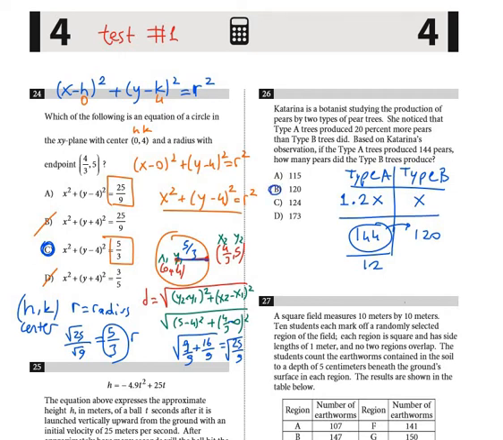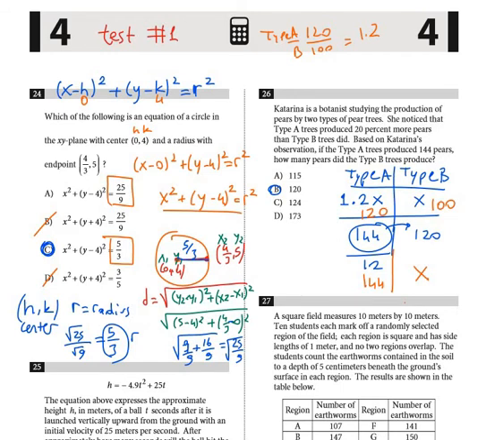You can also approach this question this way. You don't know how many type B is producing, so call it 100. Then type A is producing 20% more than type B, which is 120. And if type A has 144 now, how many, let's call it X, type B is producing? So you can take the ratio of this and then apply here. So the ratio of 120 to 100, which means type A to type B, is 1.2.